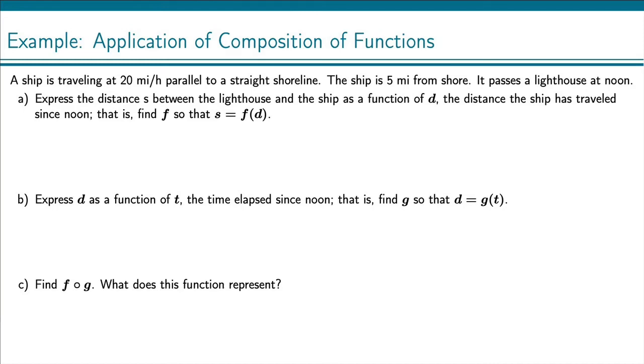A ship is traveling at 20 miles per hour parallel to a straight shoreline. The ship is 5 miles from shore. It passes a lighthouse at noon. Express the distance s between the lighthouse and the ship as a function of d, the distance the ship has traveled since noon. That is, find f so that we can write s as a function f of d.